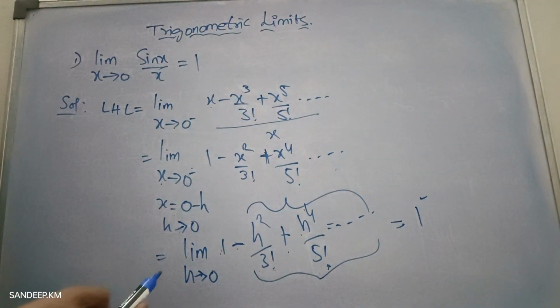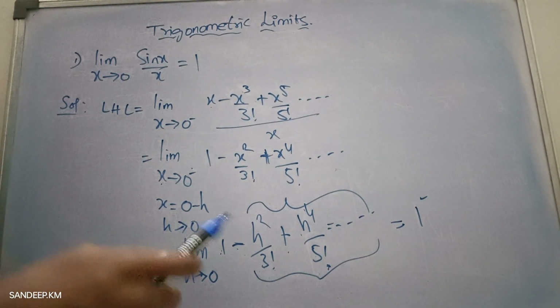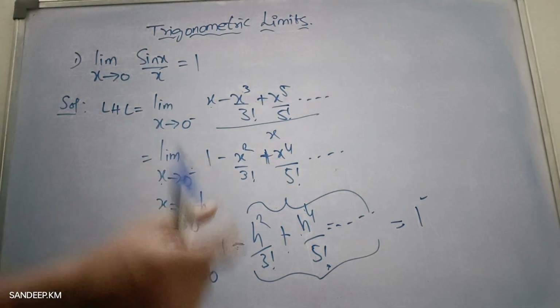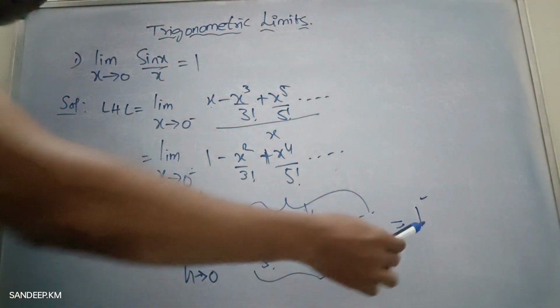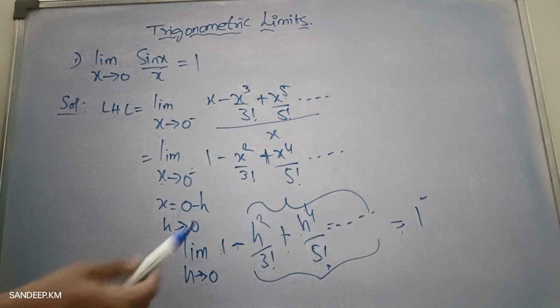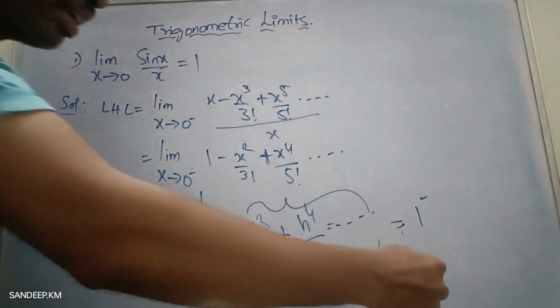So your answer will be 1 minus. 1 minus means what? 0.99999 and so on, correct or not? So from 1 you are subtracting an infinitely smaller number. So your answer is infinitely close to 1 minus. Now it approaches 1, from which side? From the left side. But generally we will not write 1 minus, we will generally write it as 1.